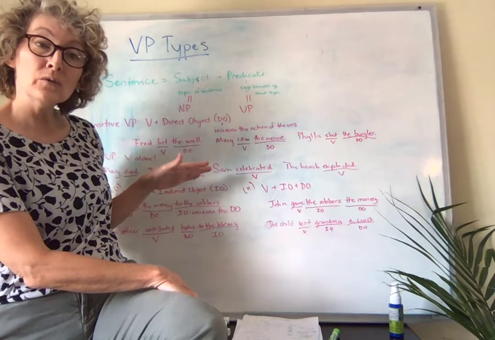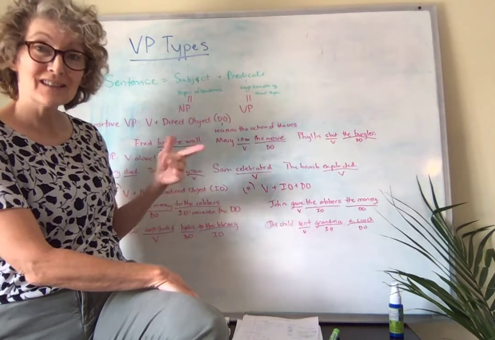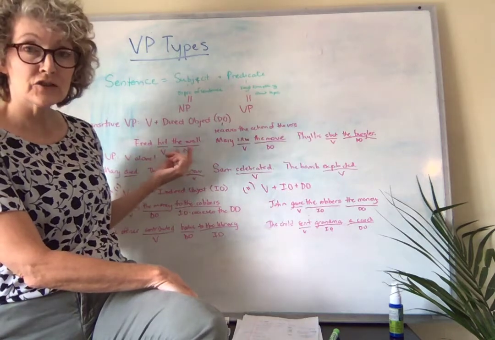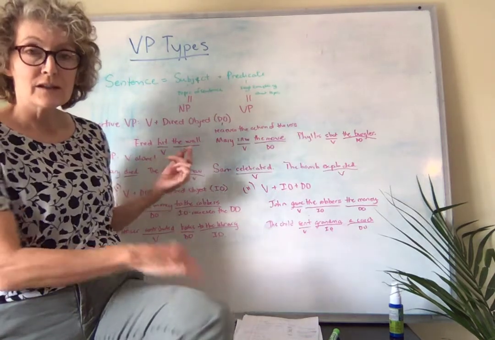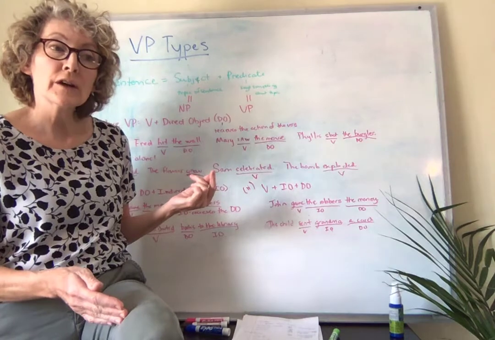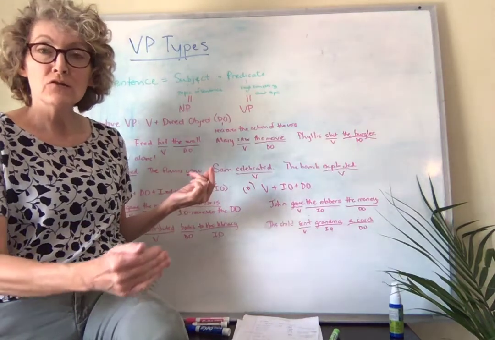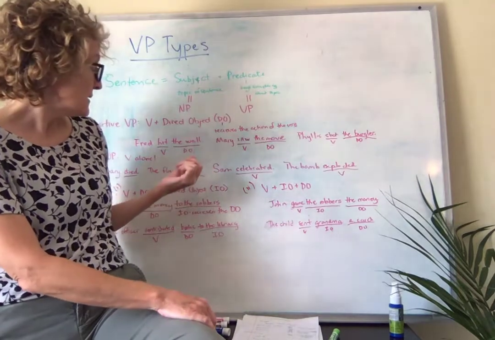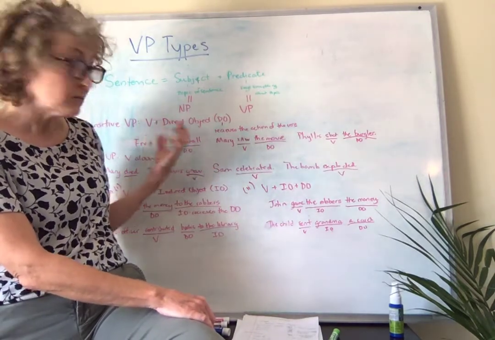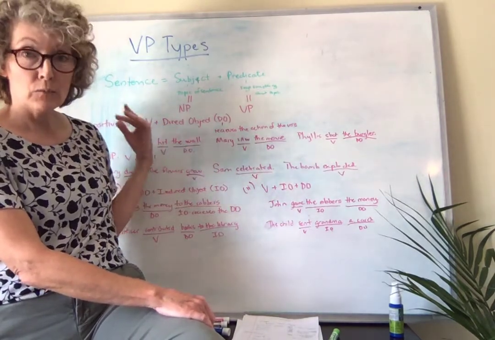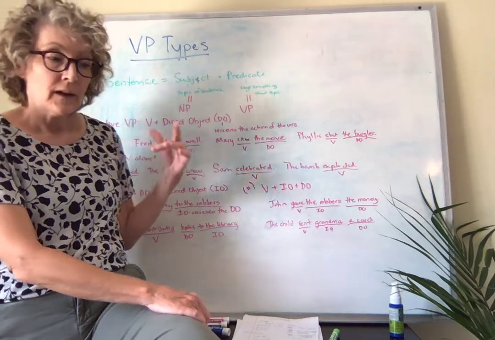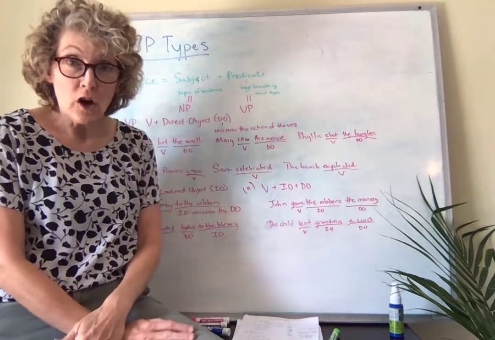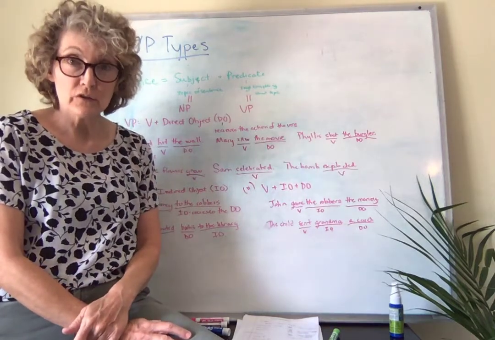How do you know that the direct object is the wall? Because the wall is receiving the action from the verb. So we know that the direct object will always be receiving the action from the verb. That is something that you can use to check to make sure that you have a monotransitive structure. And we mentioned that in English it's very common to have monotransitive structures.